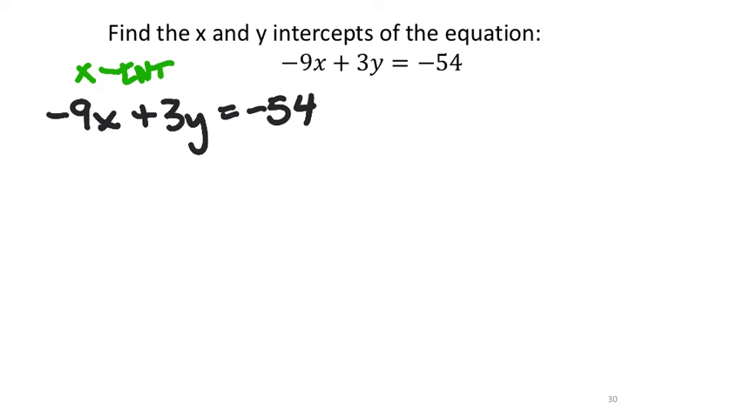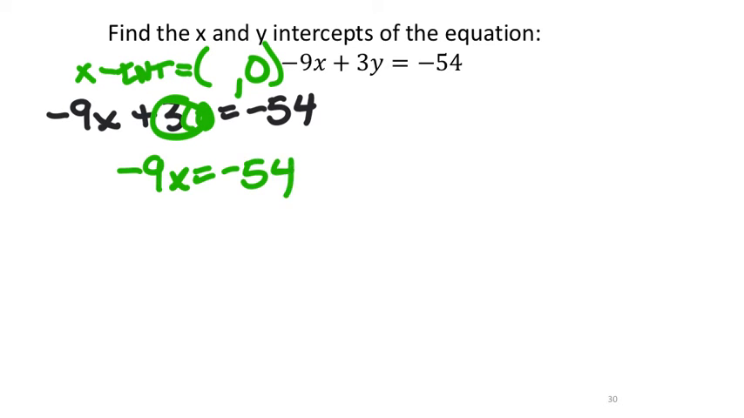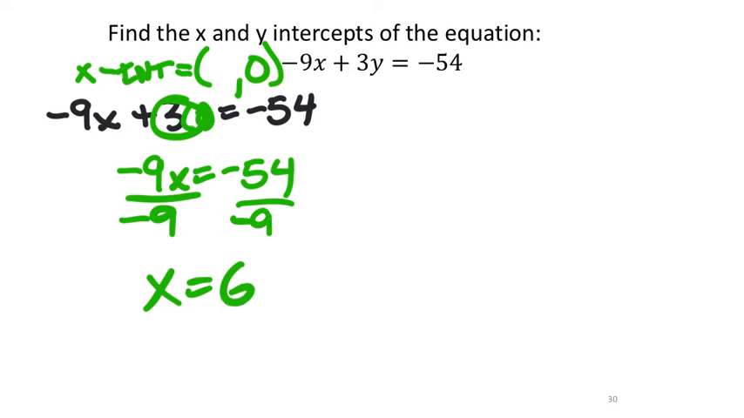Now remember the unique thing about x-intercepts, no matter what x-intercept it is, the y value is 0. So I'm just replacing the y with 0, and then I'll solve for the corresponding x value. But I can put the y value even in the ordered pair right now. Okay, so that will zero out this term, and I'm just left with -9x equals -54. That's not too bad. Just divide both sides by -9. Looks like we get x equals 6 on this one. So 6, 0 would be the x-intercept.